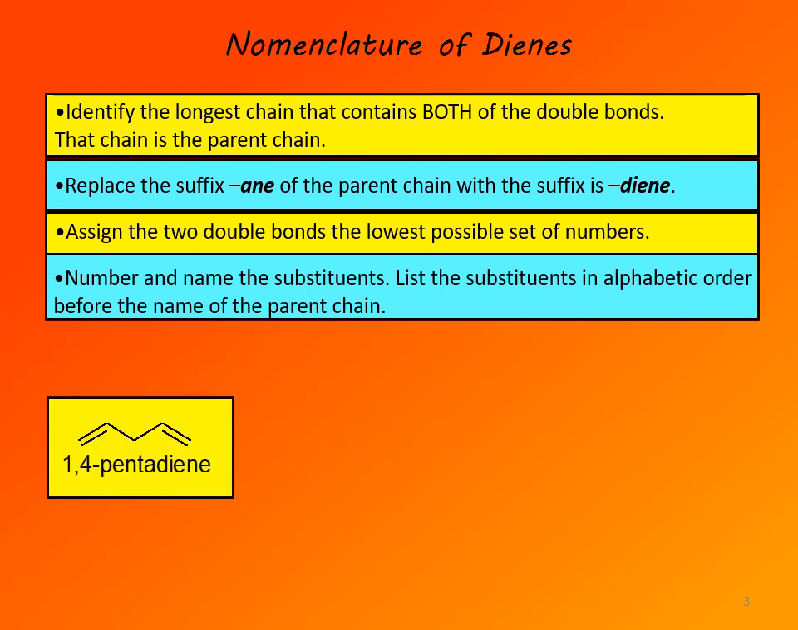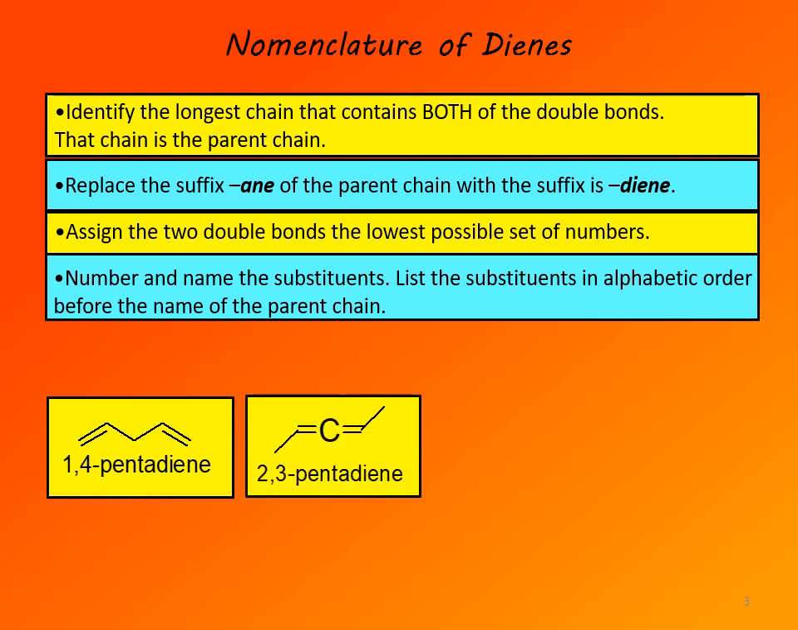Here are some simple examples. So 1,4-pentadiene, one very simple diene. This is 2,3-pentadiene. Note that when two double bonds are next to each other, when they are accumulated like this, then we have to indicate middle carbon that is common to both double bonds.